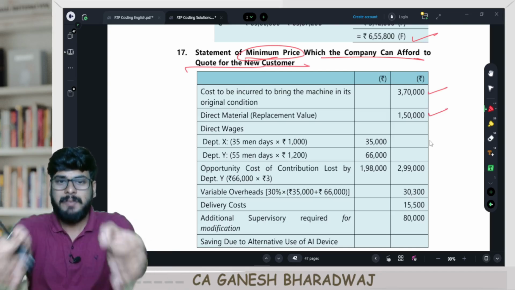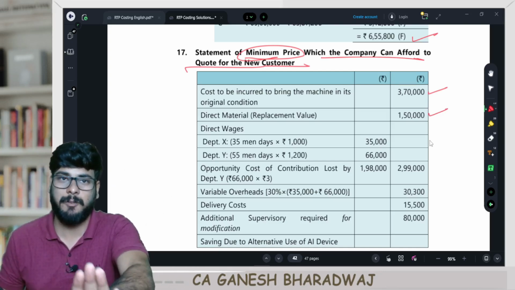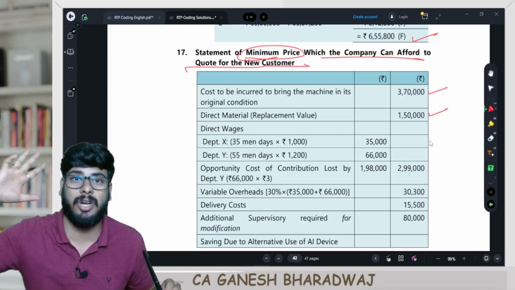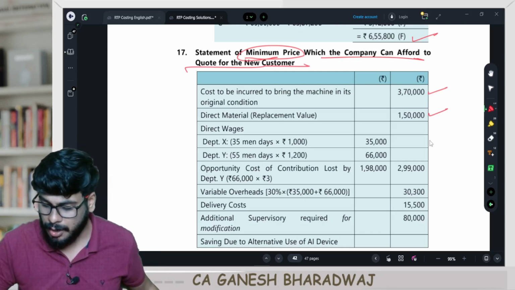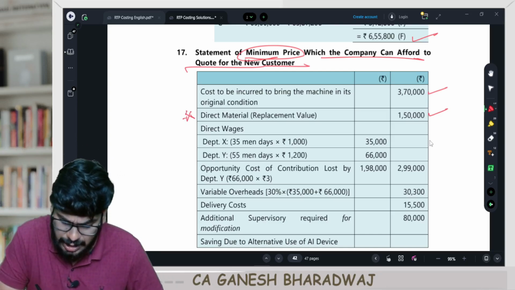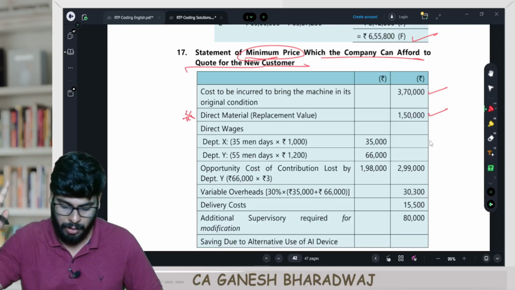Are you clear? Only because I'm going for this job, I'm using the stock. Since I am using the stock for this particular job, I need to purchase fresh stock today for a different job order that I need to get, by paying 1,50,000. Are you clear with this? This is extremely important, a very unique adjustment that is applicable only in case of a relevant costing scenario.